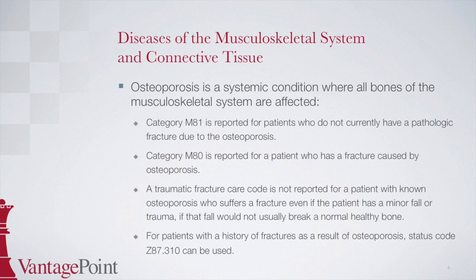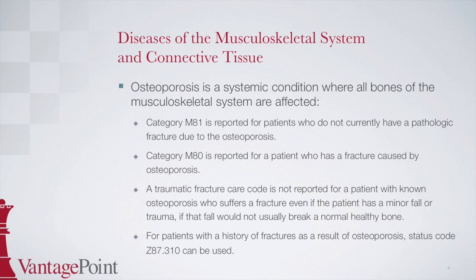I want to talk a little bit more about osteoporosis and fractures caused by it. Osteoporosis affects all bones in the body. Therefore, the codes for osteoporosis without fracture, which is category M81, are not site-specific. However, if the patient does have a fracture that is osteoporosis-related, this codes to category M80, which contains codes for the specific site on the body with the fracture, such as M80.041, age-related osteoporosis with current pathological fracture, right hand.